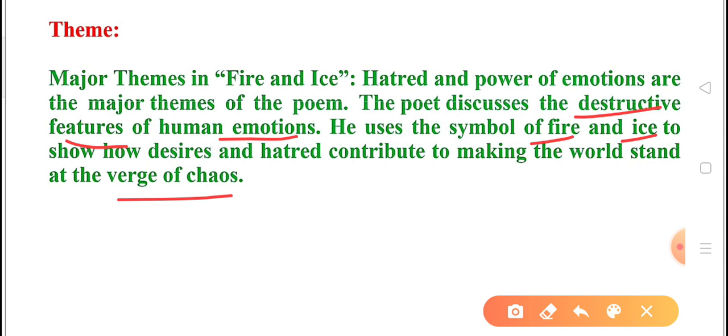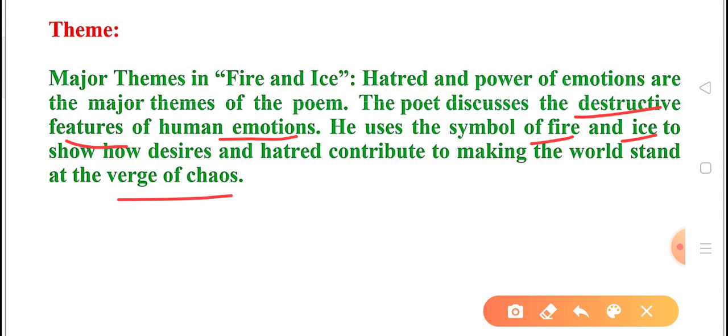Let me repeat, you can take it down. If we have to mention in a single line the theme of the poem, it is the destructive power of uncontrolled and unchecked human desire and hatred, or you can say emotion. So this is the theme of the poem.